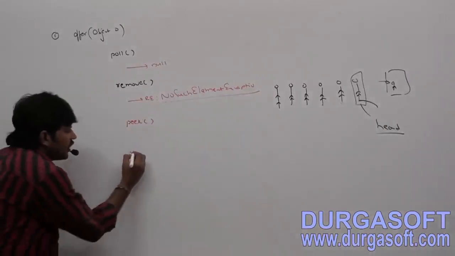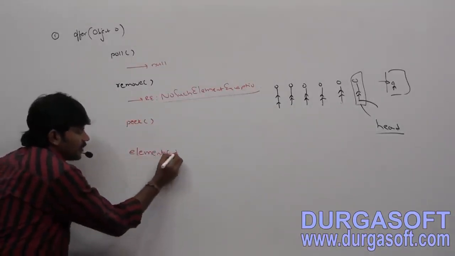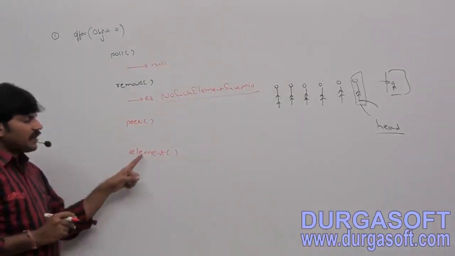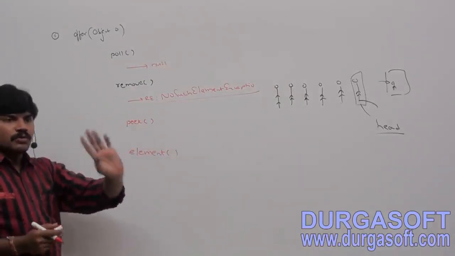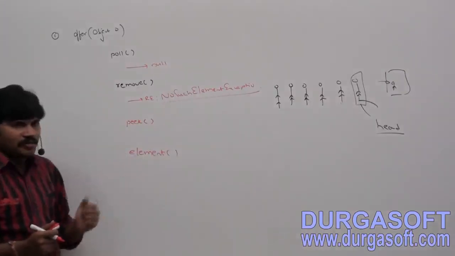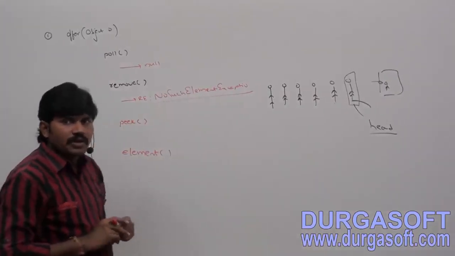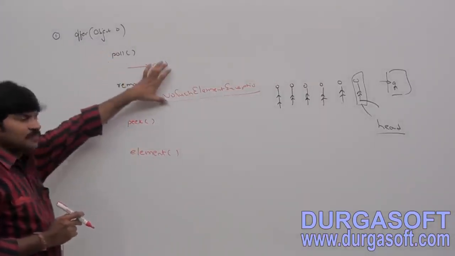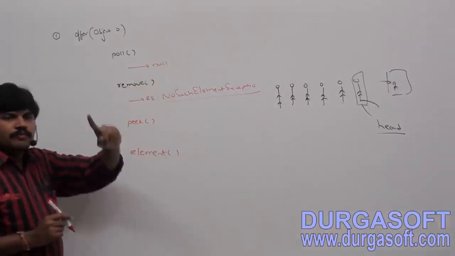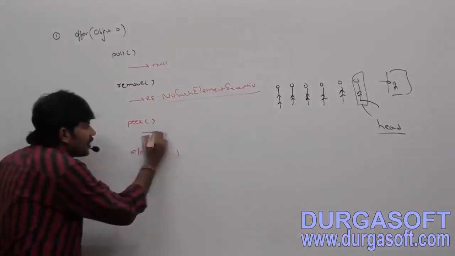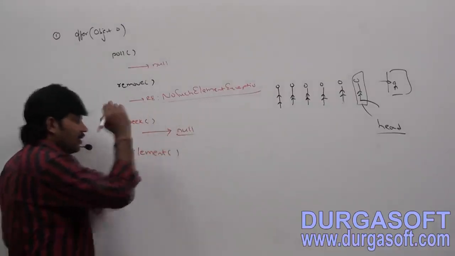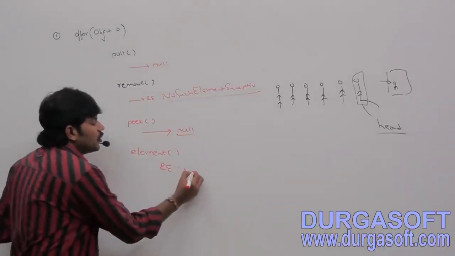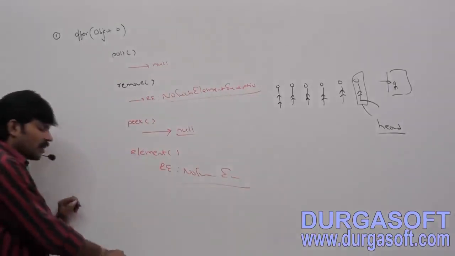There is one more method named the element method. What is the purpose of the element method? Same, return the head element without removal. Don't remove, just return the head element. Then immediately you may ask, what is the difference between peek and element? Same as the difference between poll and remove. If a queue is empty, then the peek method simply returns null. If a queue is empty, the element method raises what? NoSuchElementException, like a runtime exception, right?